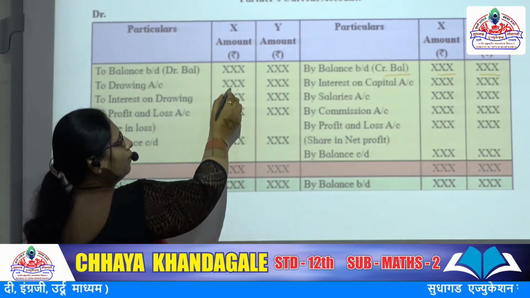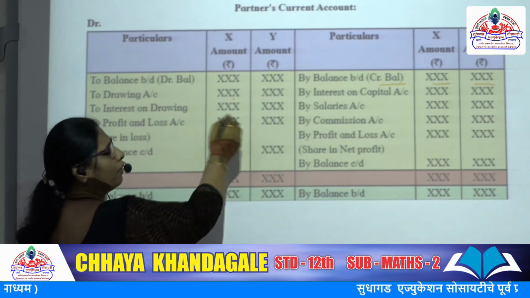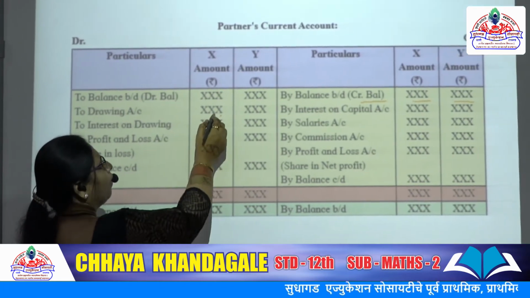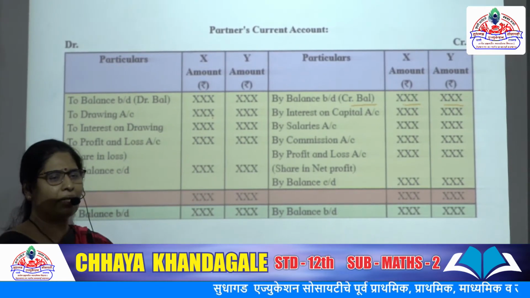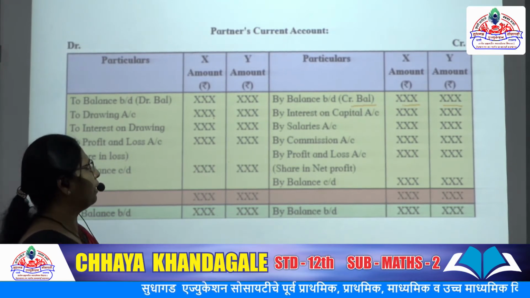Now whatever amount he has withdrawn, that particular partner, that will be written on the debit side, X or Y, whichever partner it is.